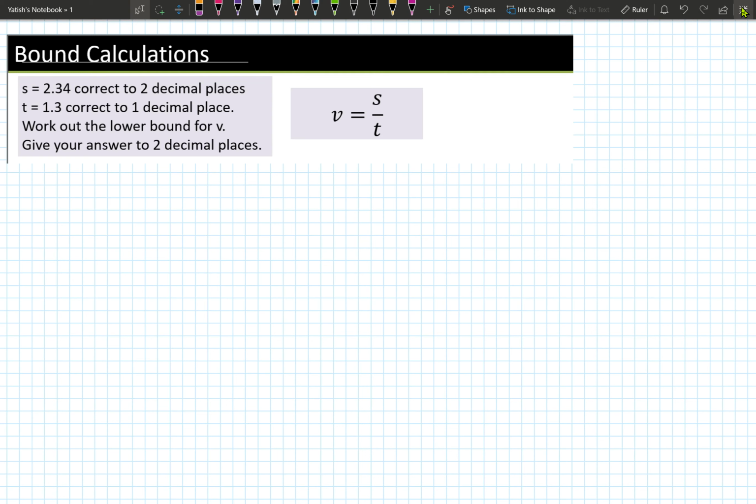Okay, working out some bounds calculations. Some of these might be straightforward, so you can just jump ahead to the worksheet if you already get these. So 2.34 correct to 2 decimal places, 1.3 to 1 decimal place, work out the lower bound for V.